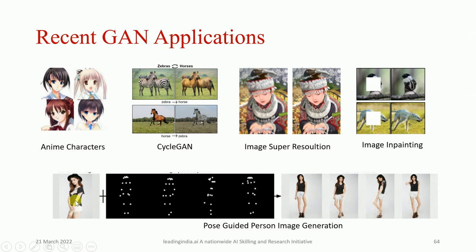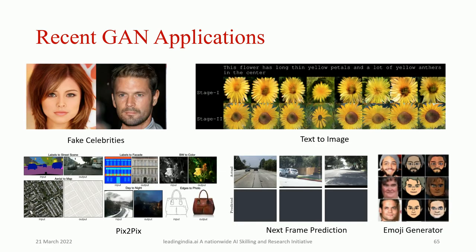And this is a task which is really helpful for various online e-commerce websites where pose guided person image generation is required, right? So with this, the image poses or the different points over the image will be figured out, and when these points or distributions are changed, the different poses of a person will be generated, right? So these are the different application areas of generative adversarial networks.